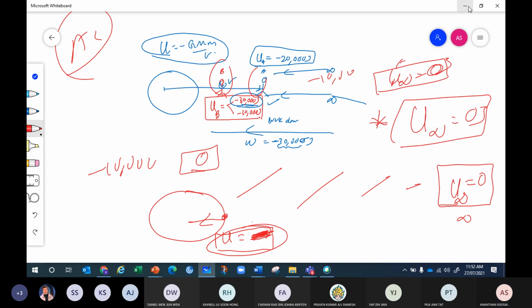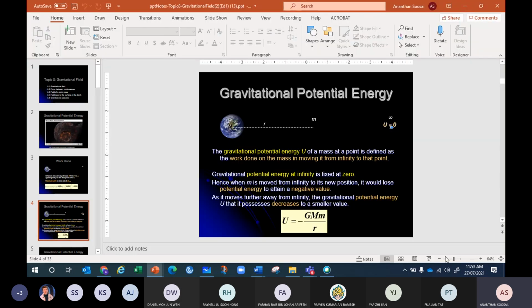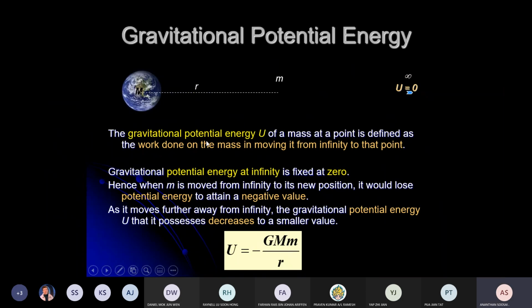So what you need to remember is the definition of gravitational potential energy. What is the definition? Go back to the slide. The gravitational potential energy is the work done on the mass in moving it from infinity to that point. Any questions, guys? Hope you understand.